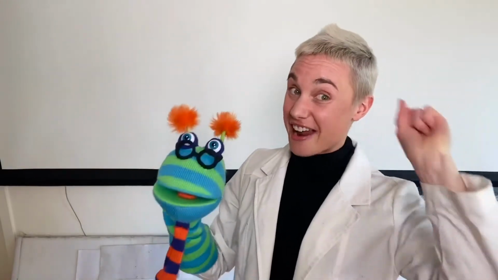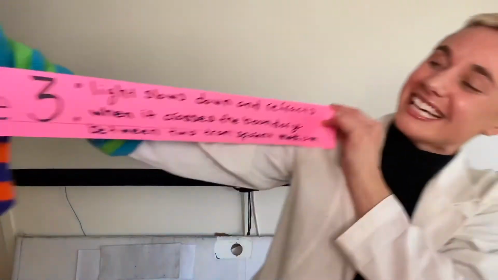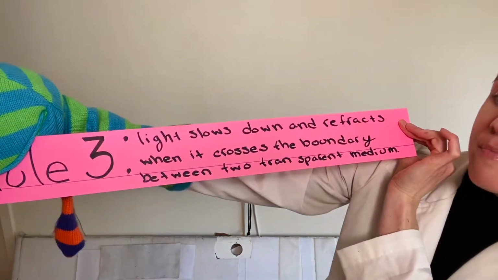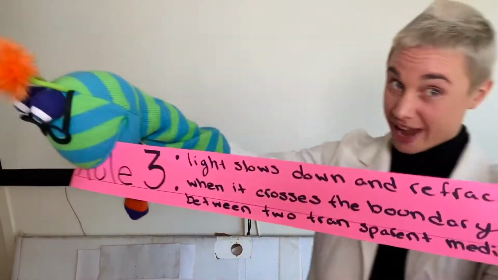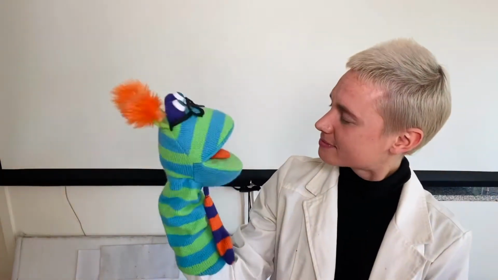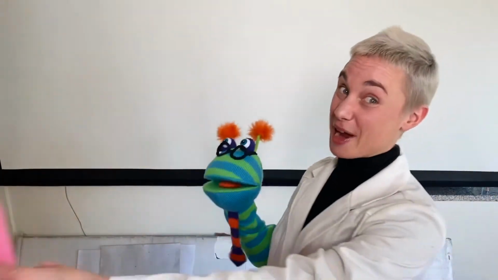Okay, let's do round number 3 with rule number 3 of which experiment was that? Rule number 3 was that light slows down and refracts when it crosses the boundary between 2 transparent mediums. Which experiment was that? Do you remember, Pi? Ooh, we did a bunch of experiments with refraction.